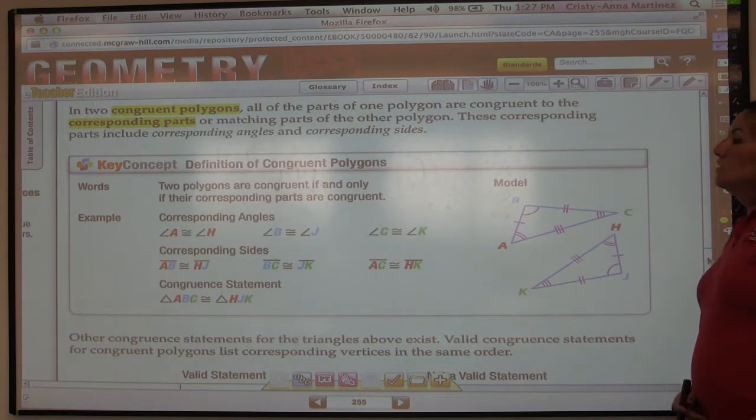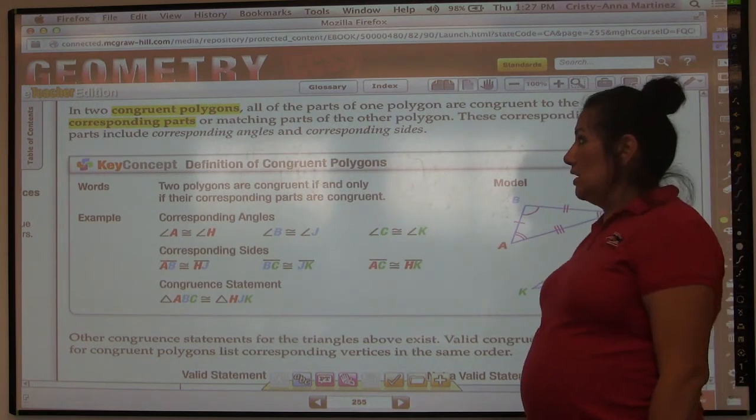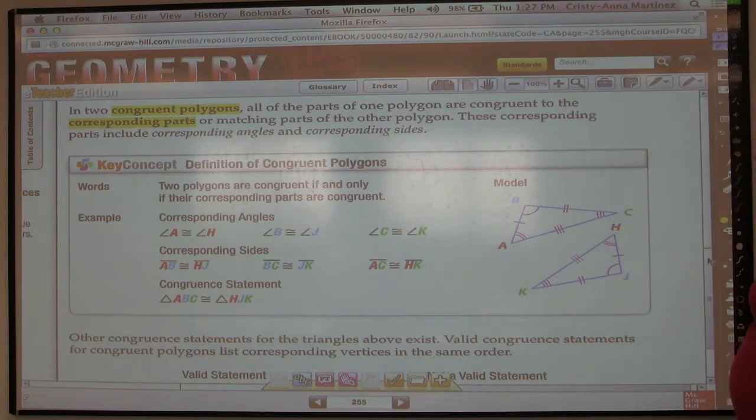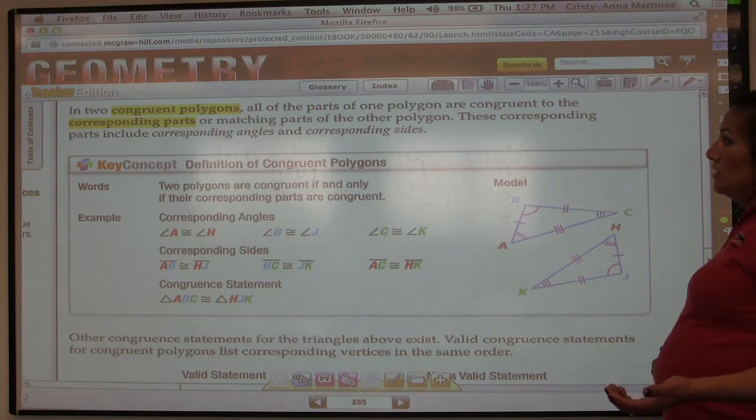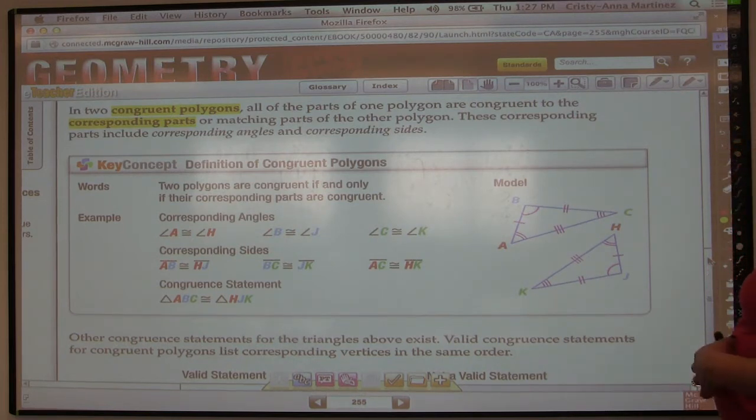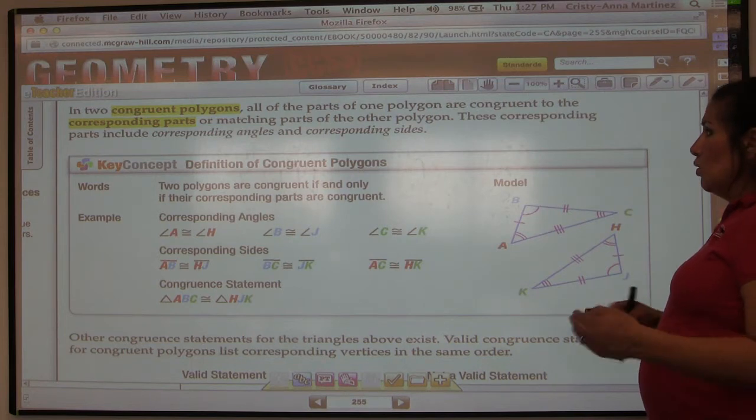It says, in two congruent polygons, all of the parts of one polygon are congruent to the corresponding parts, or the matching parts, of the other polygon. And it doesn't just happen for triangles, it happens for any type of polygon. These corresponding parts include corresponding angles and corresponding sides. Of course, they do have to be corresponding.